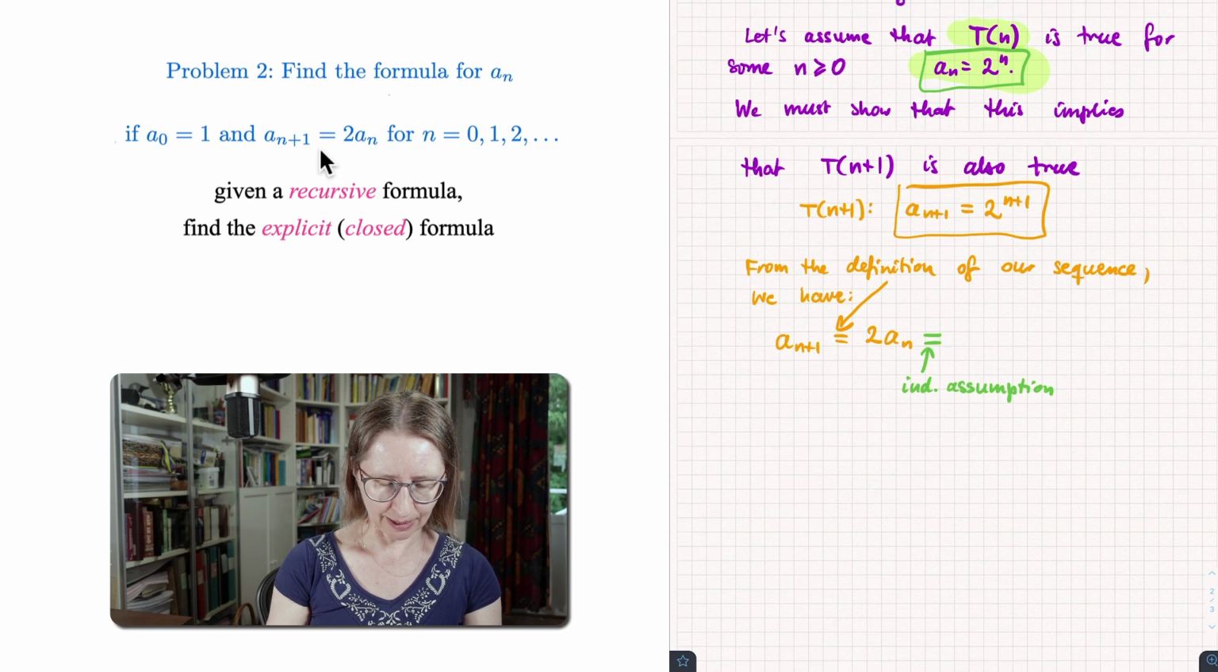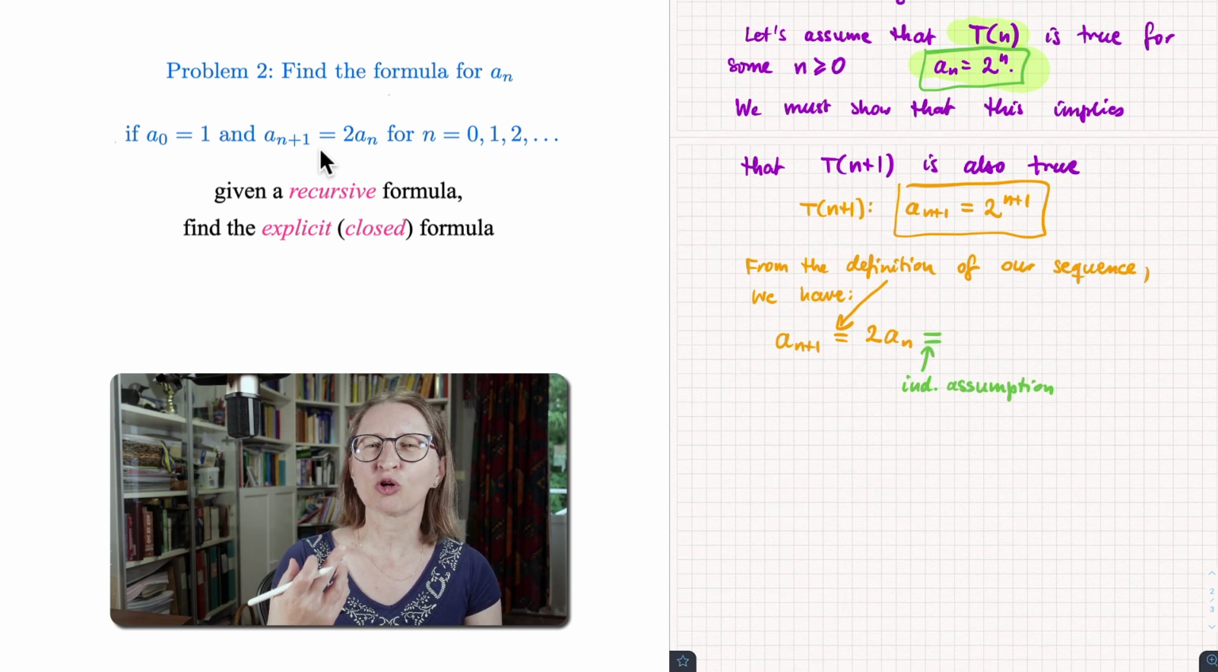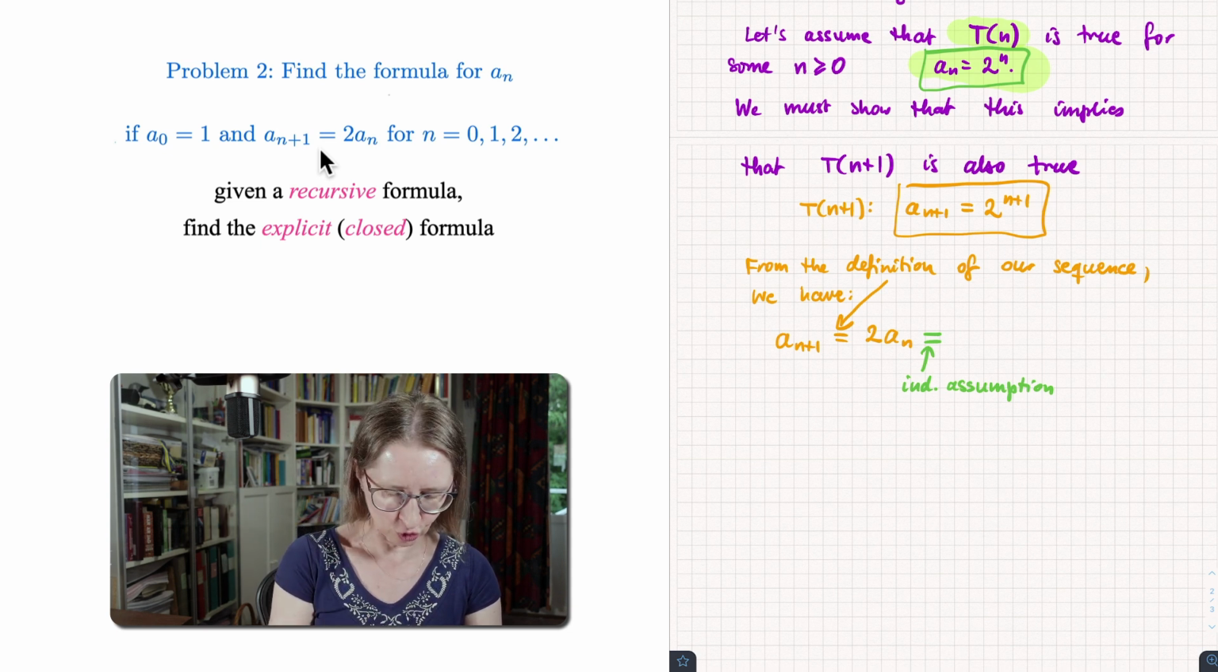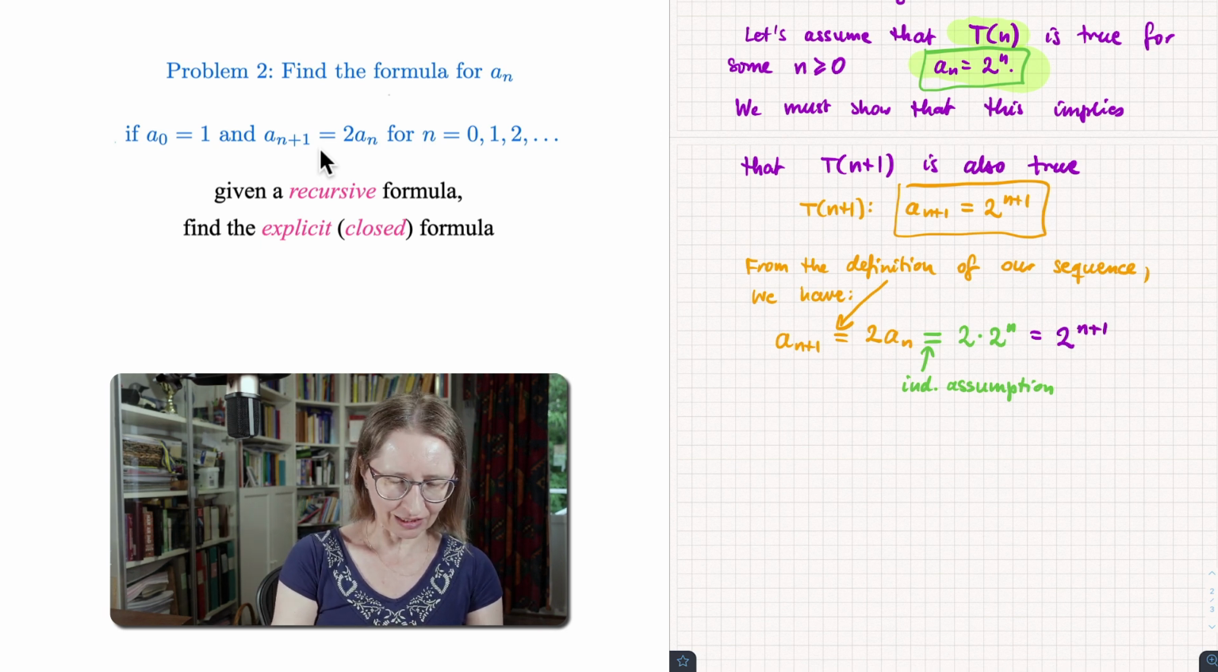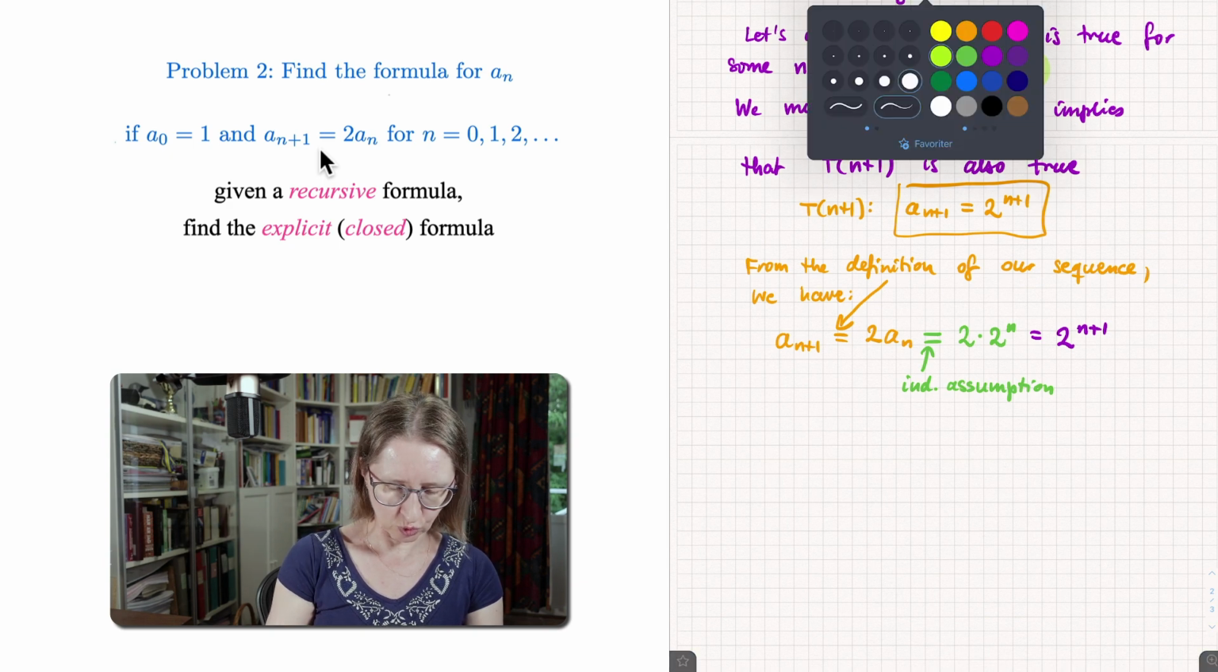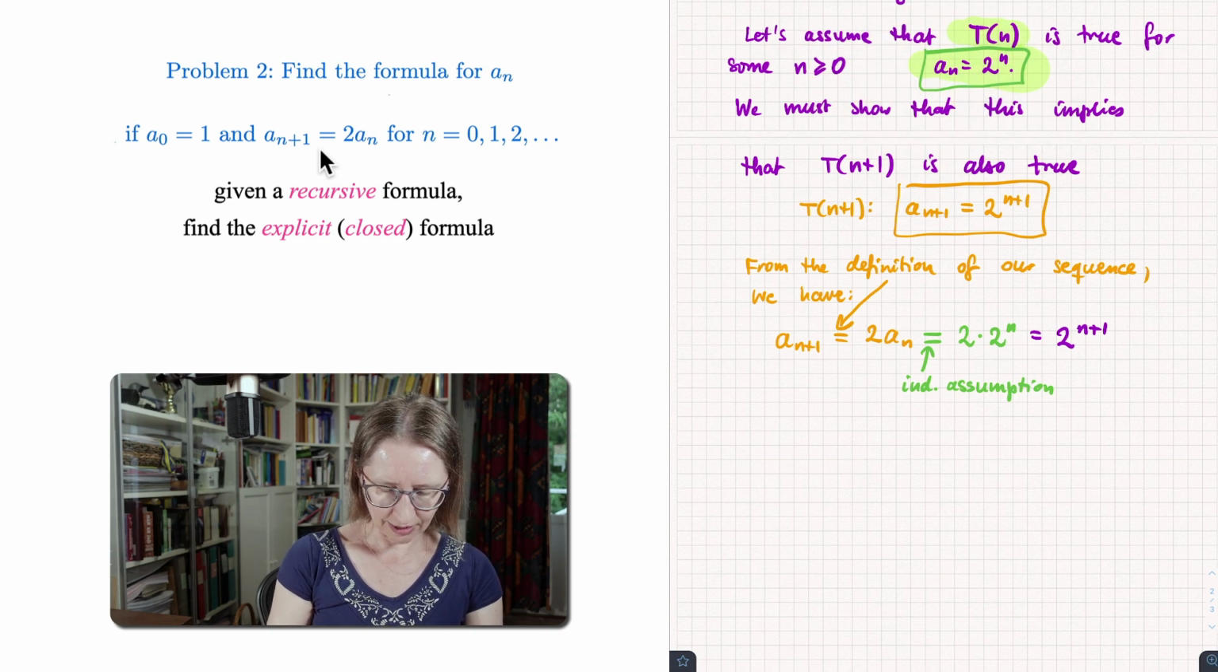And what was this assumption? That an is equal to 2 to n, right? Because we assumed that T of n is true. So here it will be 2 times 2 to n. But of course, 2 to n times 2 is equal to 2 to n plus 1, which is exactly what we were supposed to show. This is the statement that T of n plus 1 is true.